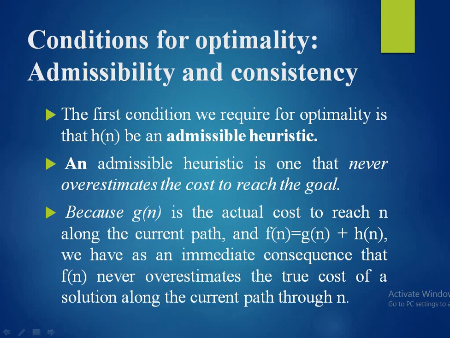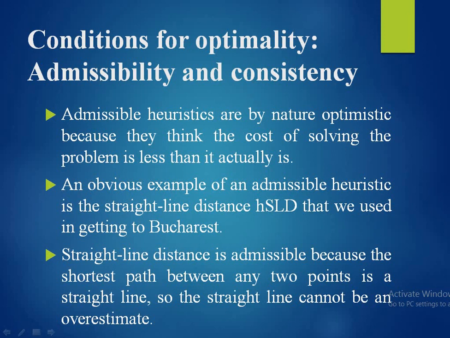Because g of n is the actual cost to reach n along the current path and f of n is equal to g of n plus h of n, we have as an immediate consequence that f of n never overestimates the true cost of the solution along the current path through n. Admissible heuristics are by nature optimistic because they think the cost of solving the problem is less than it actually is.